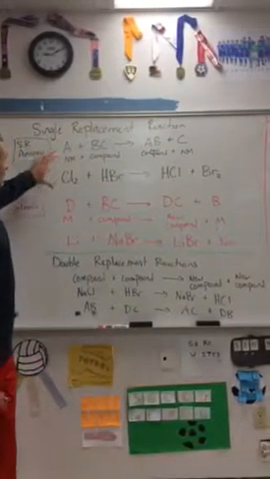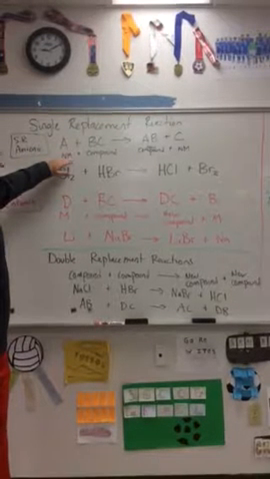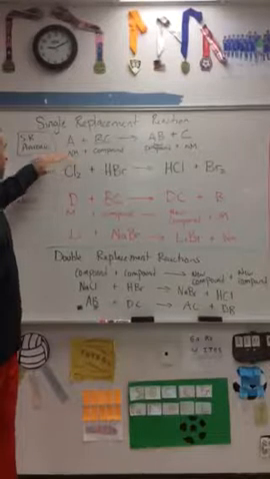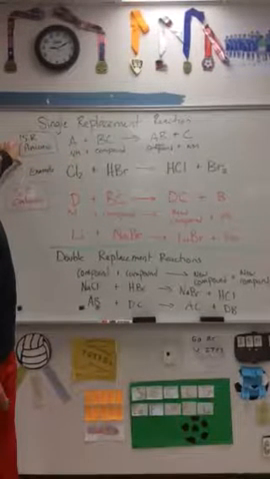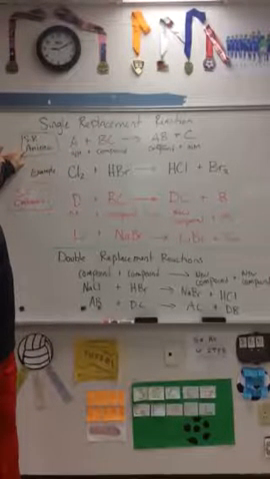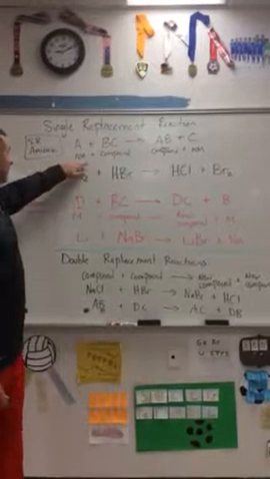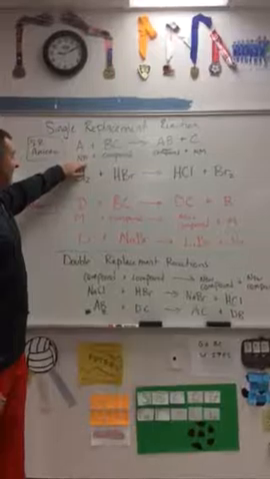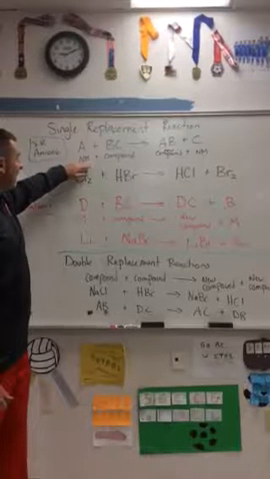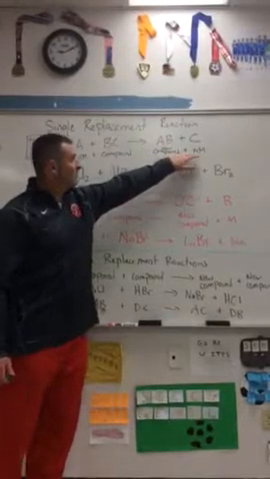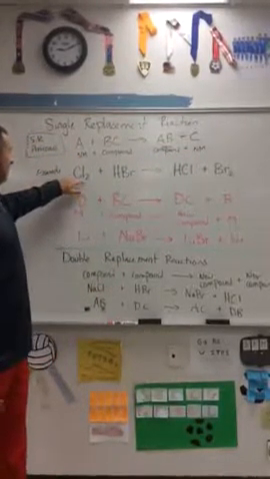Now, the reason why there's two types is because that element that's by itself can either be a metal or a non-metal. In this case, it's called a single replacement anionic reaction. An anion, remember, was a non-metal earlier this year. A non-metal was an anion. So if I have an anion plus a compound, then I'm going to have a new compound plus another non-metal.